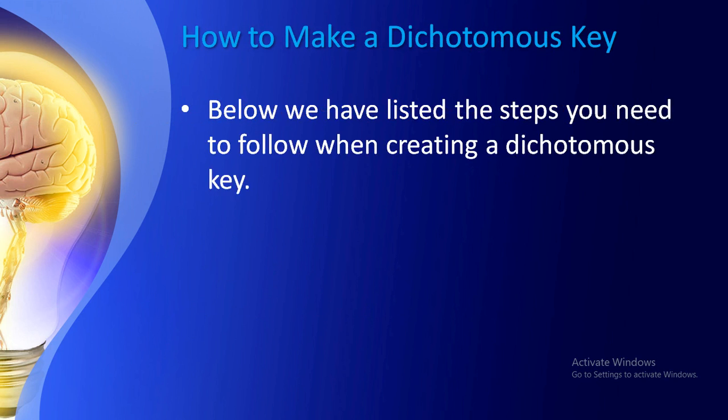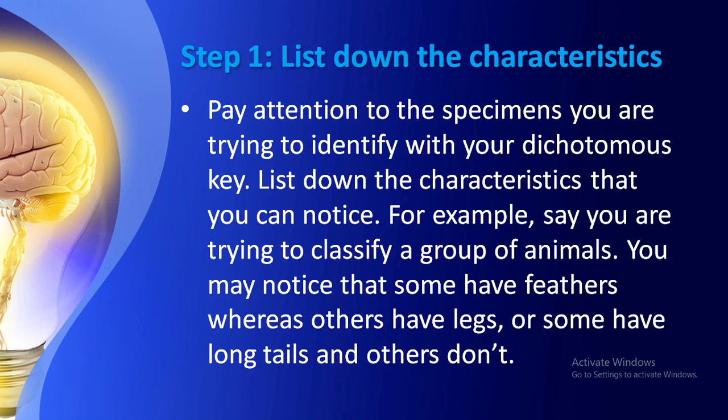How to make a dichotomous key? Below we have listed the steps you need to follow when creating a dichotomous key. Let's start them one by one. Step 1. List down the characteristics. Pay attention to the specimen you are trying to identify with your dichotomous key. List down the characteristics that you can notice.